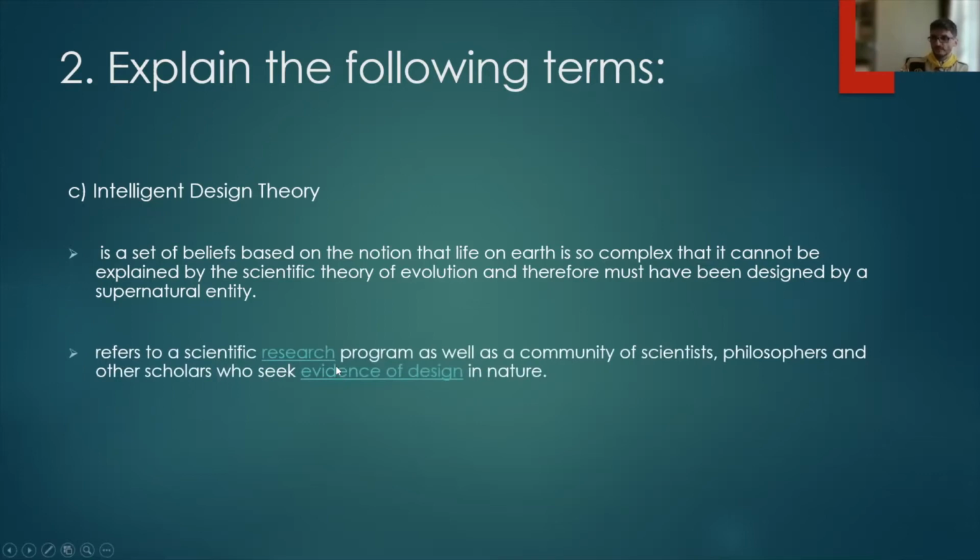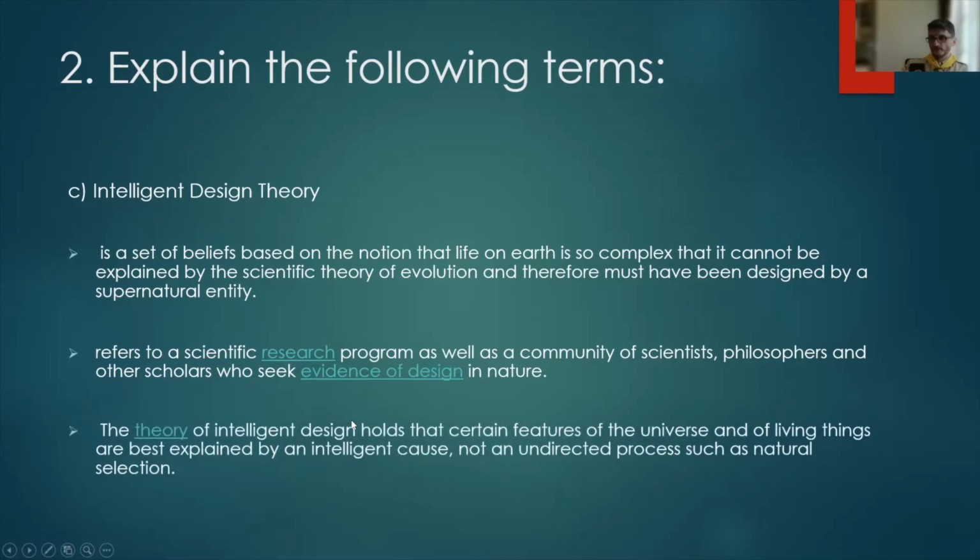Intelligent design refers to a scientific research program, as well as a community of scientists, philosophers, and other scholars who seek evidence of design in nature. The theory of intelligent design holds that certain features of the universe and of living things are best explained by an intelligent cause, not an undirected process such as natural selection.